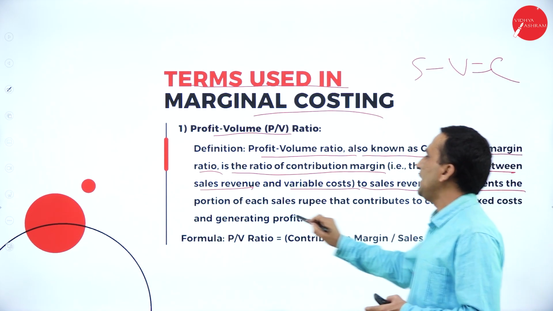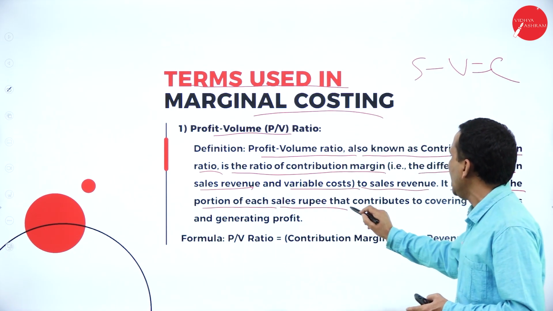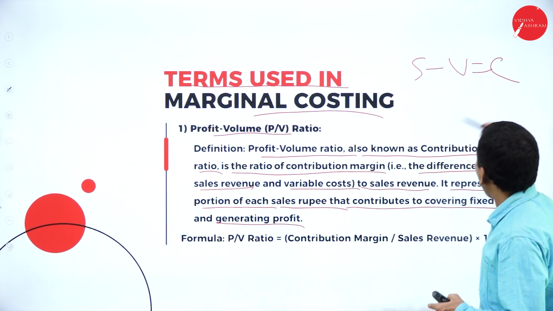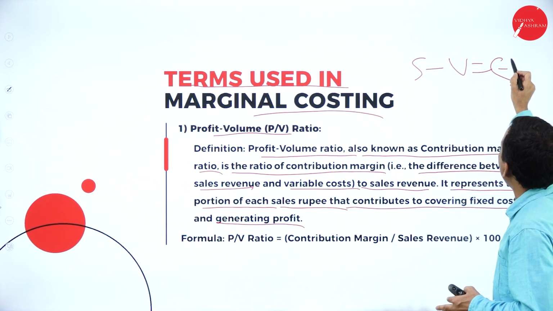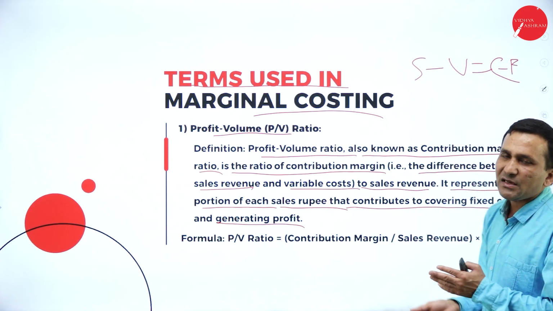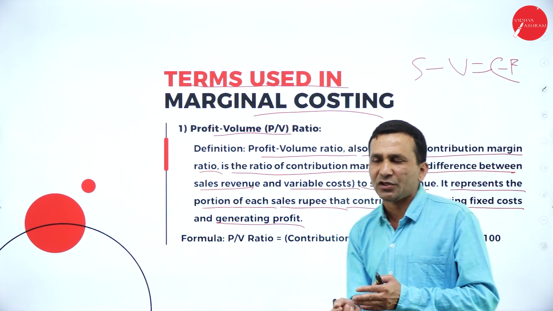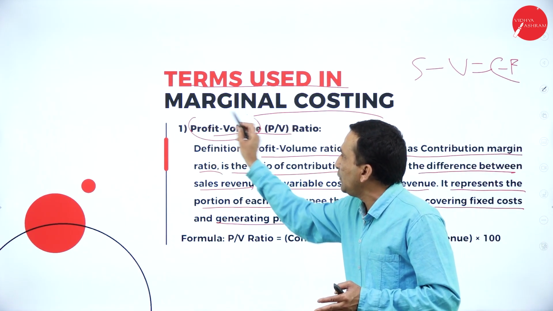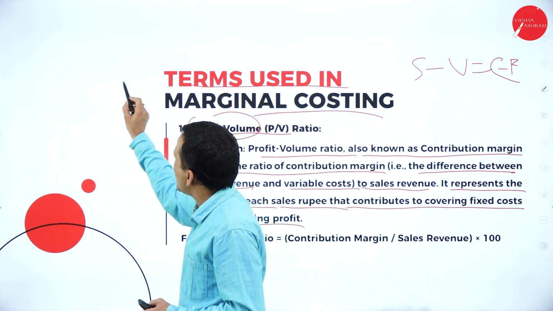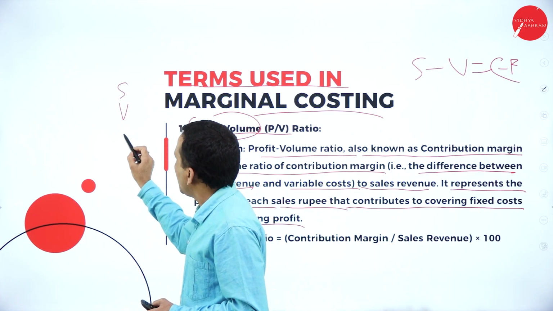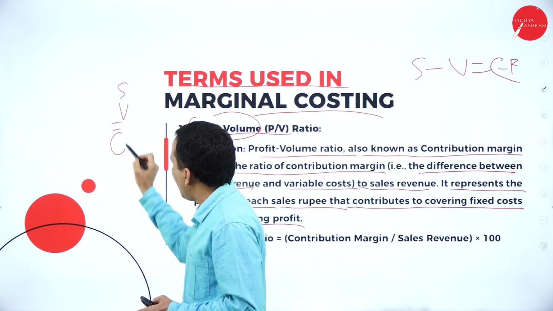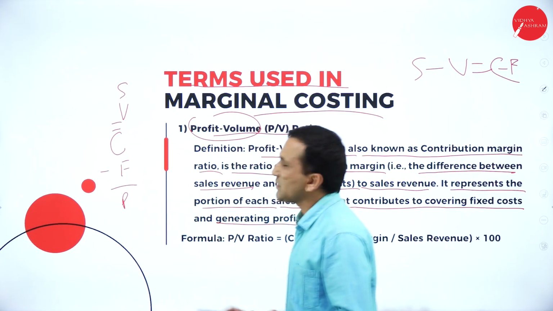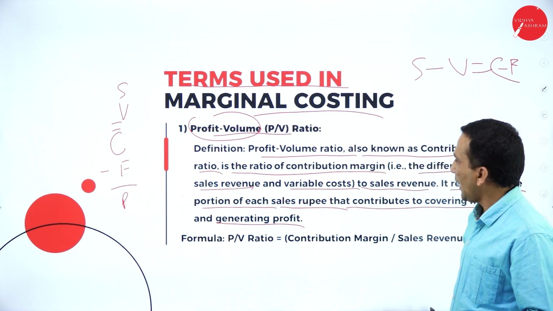It represents the portion of each sales rupee that contributes to covering the fixed cost and generating profit. After getting the contribution, we subtract the fixed cost, and after subtracting fixed cost from the contribution, we get the profit. So we are talking about profit volume relation, which relates to sales and variable cost, giving the contribution. From the contribution, if you subtract fixed cost, we get the profit. This mainly focuses on these three items.